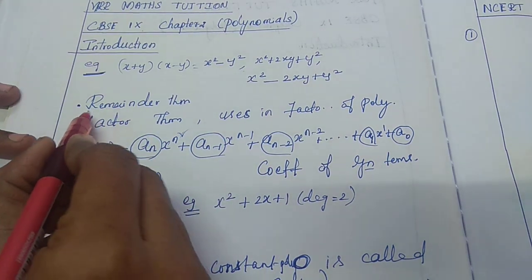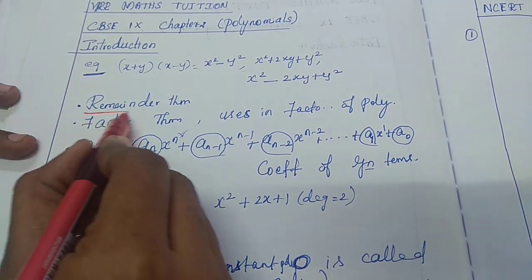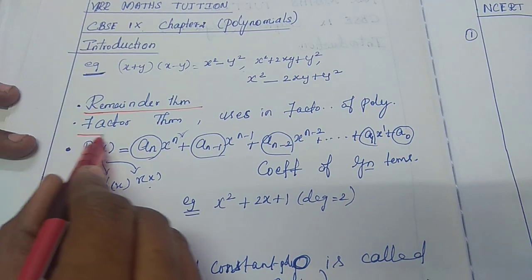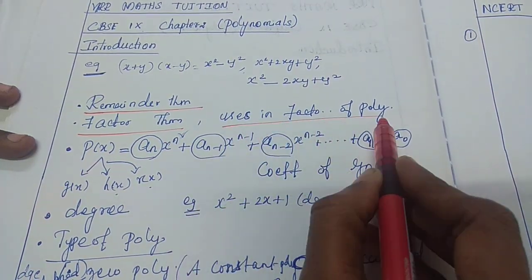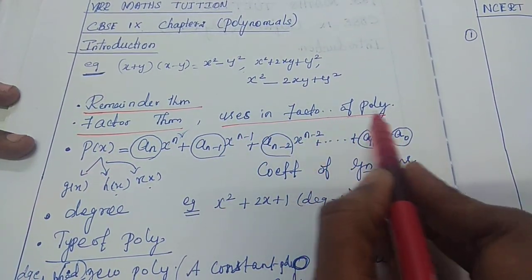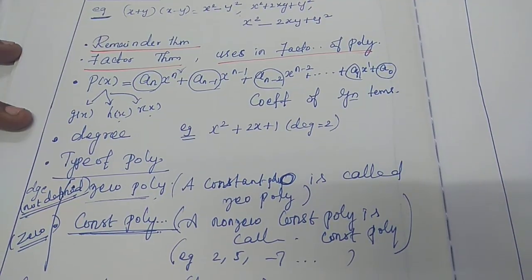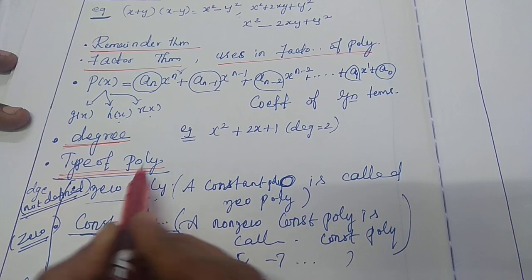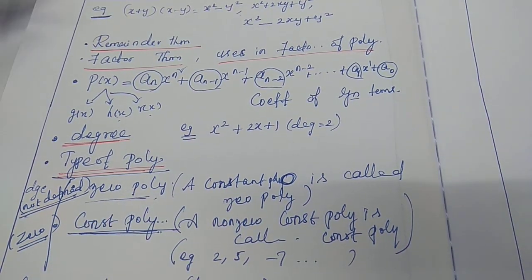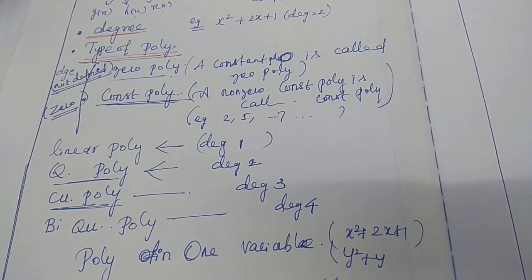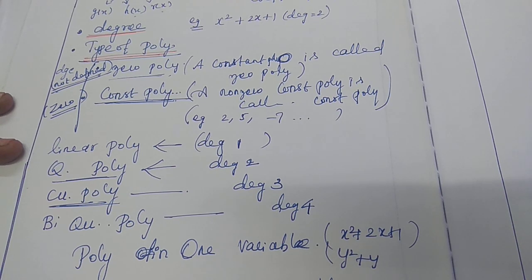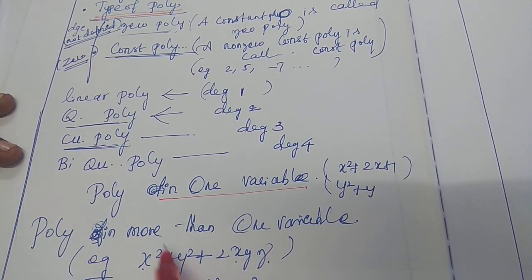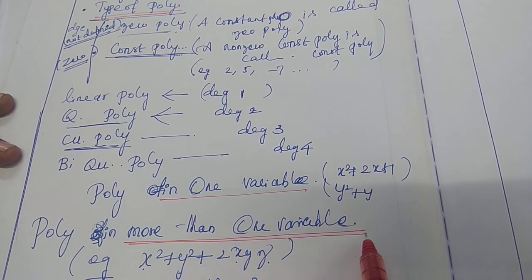So in this lesson, we are going to learn the remainder theorem, the factor theorem, and their uses in factorization of polynomials, and the degree of the polynomials, types of polynomials and their degrees, and that some polynomials are polynomials in one variable, some are polynomials in more than one variable.